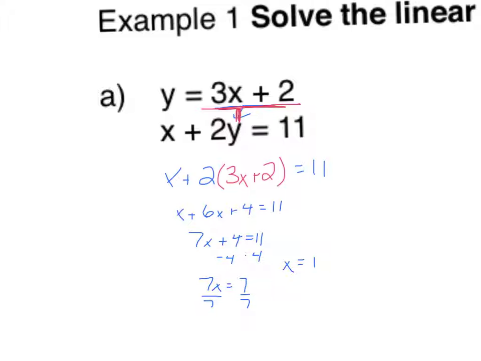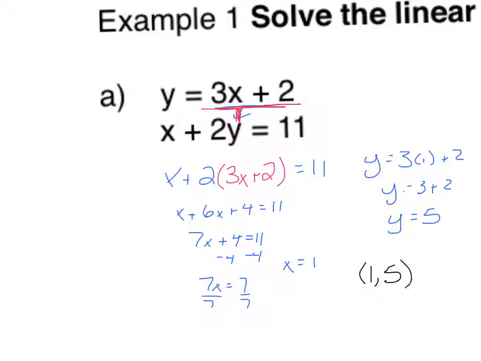Now again, we have to keep in mind that our answers in this section are coordinate point answers. I only have my x coordinate. So what I have to do now is take my x coordinate and plug it in for this value x right here. So I'm going to put y equals 3 times 1 plus 2. Y is equal to 3 plus 2. And I simply get y is equal to 5. So my solution to this system is going to be 1, 5.